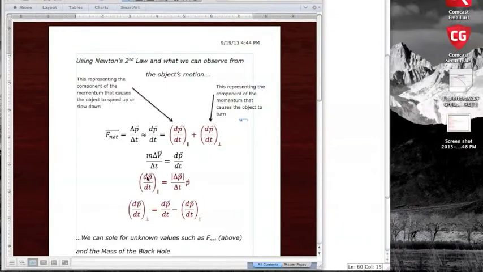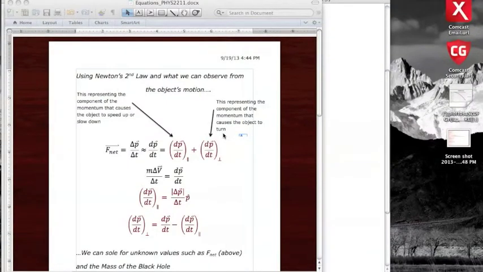This momentum can be divided into two components: the parallel component, which is the component that causes the object to speed up or slow down, as well as the perpendicular component, which is the component that causes the object to turn. These components form the momentum vector here, which is about equal to the change in the momentum over the change in time, which we can equate to F net by Newton's second law.